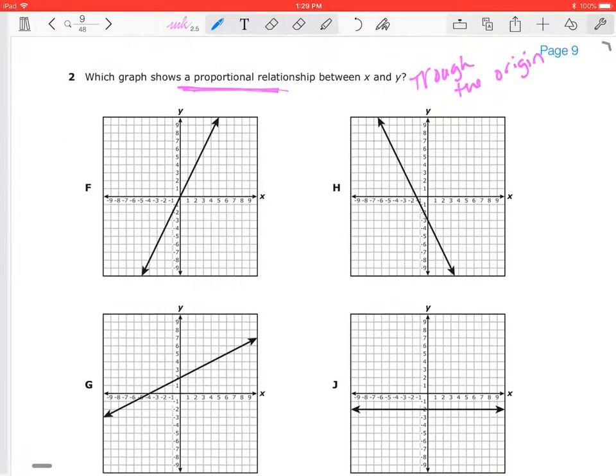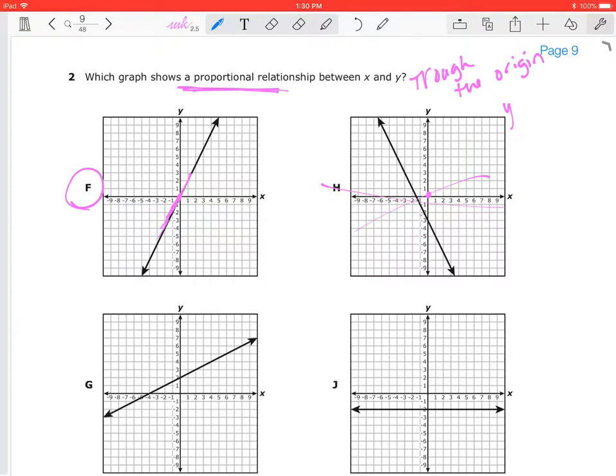And the origin means this coordinate point here, 0, 0, where both the y-axis and the x-axis intersect. All right, and so that eliminates, right off the bat, this one goes through the origin. It starts at 0, 0, both directions.